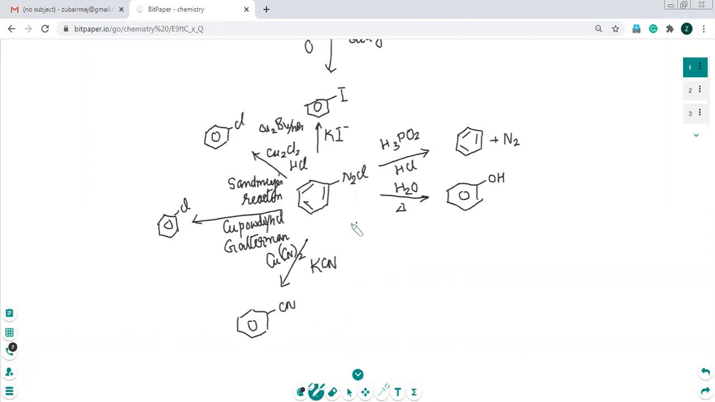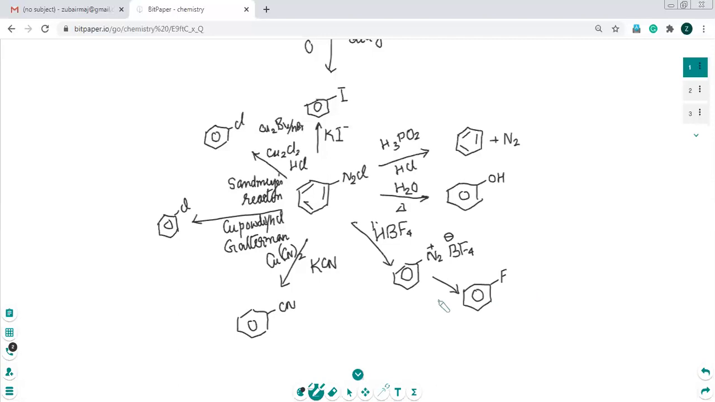Okay. Suppose you react this with HBF4, fluoroboric acid. What happens is, first you get the fluoroborate salt, N2 plus and BF4 minus salt. This on heating will give you fluorobenzene. Look at it. A variety of organic reactions can be performed here.